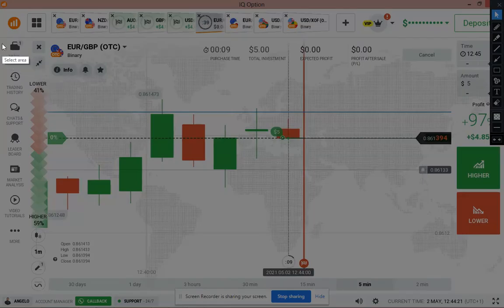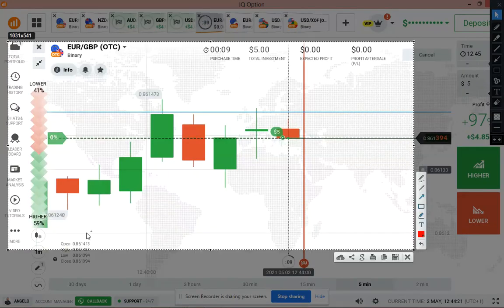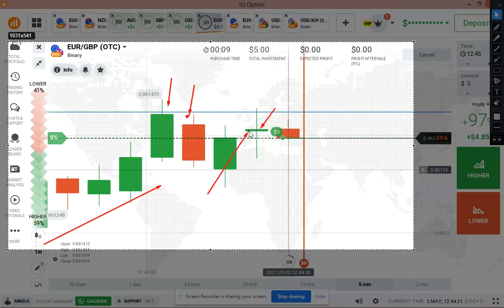I place call option here because the minor trend is up. The sellers enter from this level, we can see. Then this candle is a continuation of this bullish movement. So at least the buy should continue to this level because this is where the sellers enter. So that's why I place call option.